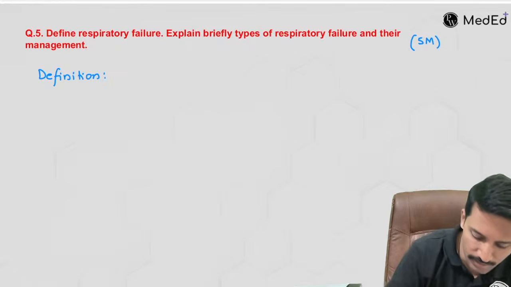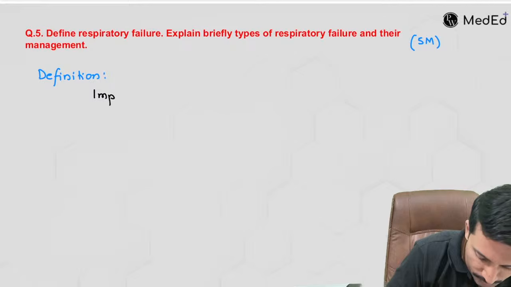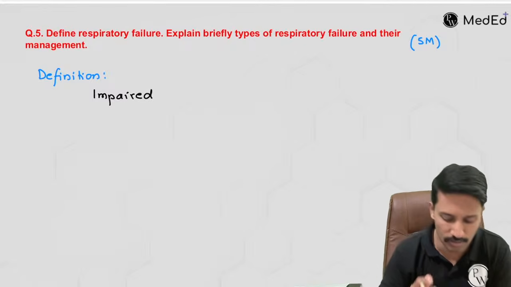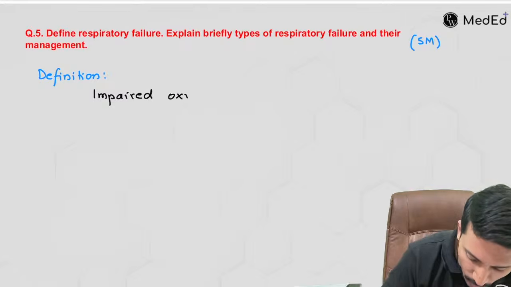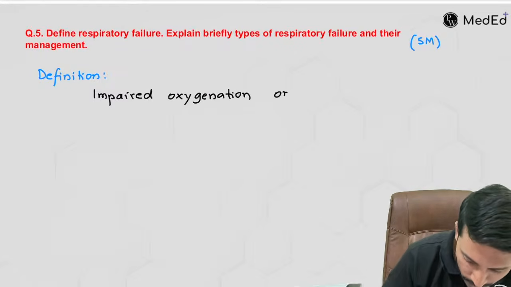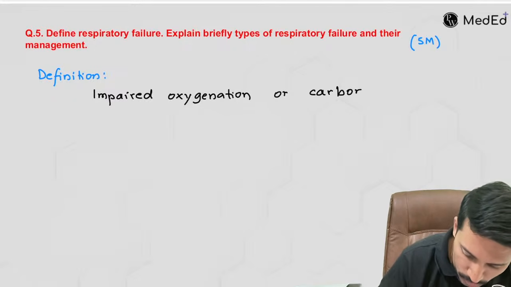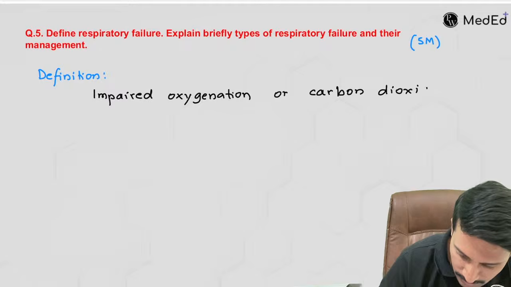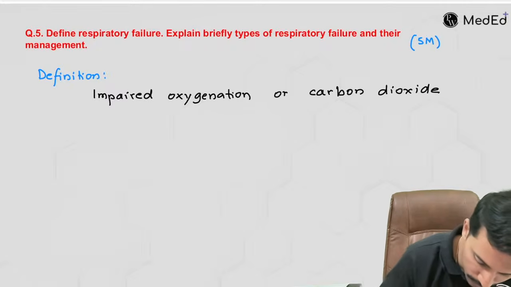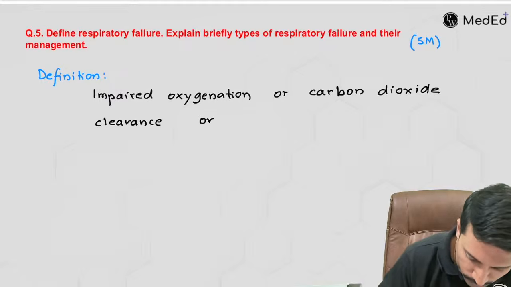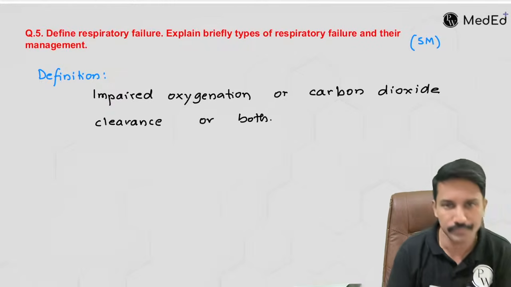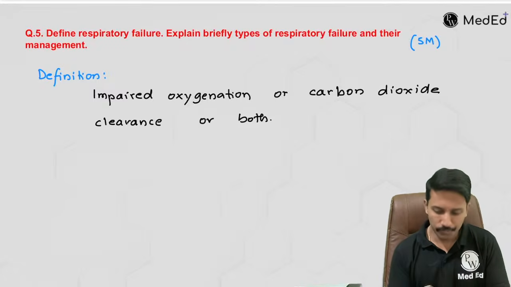So the definition we can write is impaired... There are only two functions of respiratory system: oxygenation of blood and carbon dioxide clearance. If there is impairment in oxygenation, impaired oxygenation, or if there is impairment of carbon dioxide clearance or both, then we will call it as respiratory failure. As simple as that. So that is our definition.